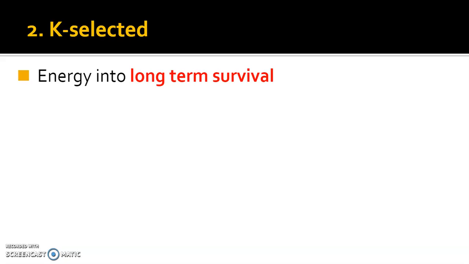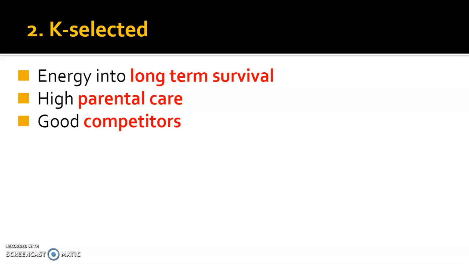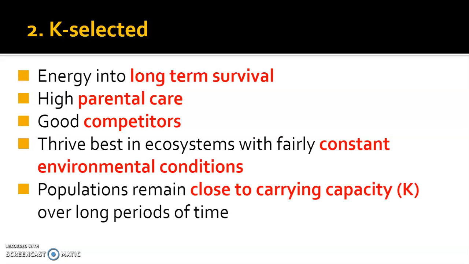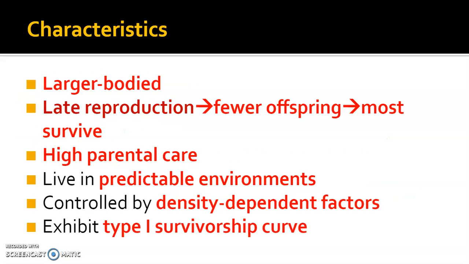They put energy into long-term survival, high parental care. And I like to think about K means care, high parental care. So K-selected care for their babies. They're good competitors. They thrive best in ecosystems with fairly constant environmental conditions. And they remain close to carrying capacity over long periods of time. So there's not a big ebb and flow to their population numbers. They don't spike and they don't drop drastically under normal conditions.